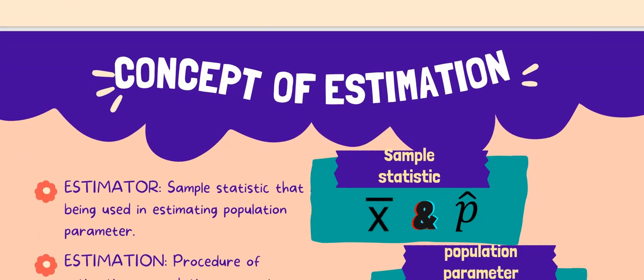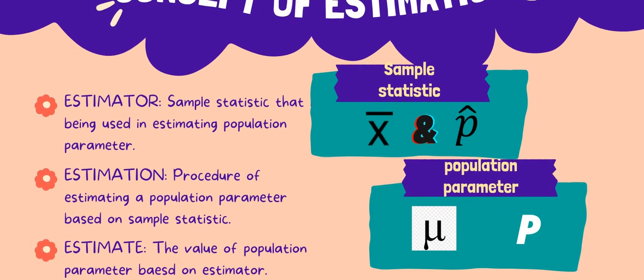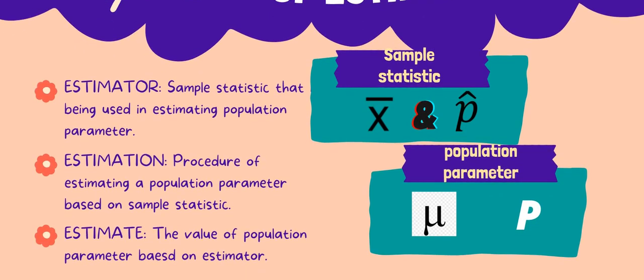In this next slide, I already explained the meaning of each of these words. What is an estimator? As I said just now, estimator is a sample statistic, either mean or proportion, because for our scope now, we just focus on mean and proportion. We will use this to estimate the population value, which is also mean and proportion, but the symbol is different. The estimation itself is the procedure, the process.